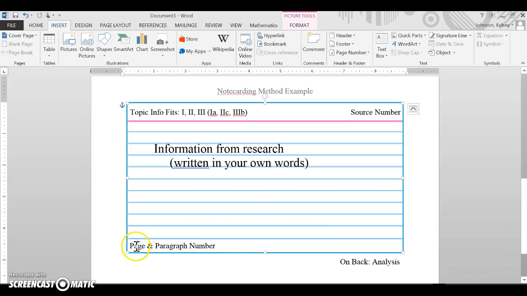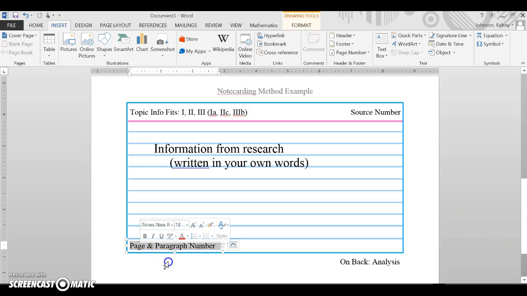On the bottom left-hand corner, I'm going to put the page number and the paragraph number I found it out of so that when I go back and I have to do my citation in Noodle Tools, I already have that right there for me.